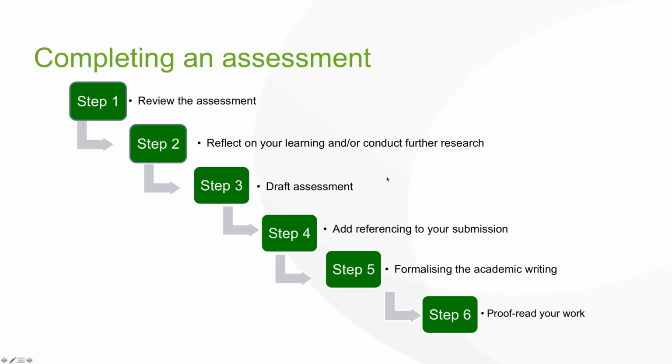So when you're completing an assessment, there are a few steps that you should follow. One is you need to review the assessment. Step 2 is to reflect on the learning and or conduct some further research. Step 3 is to draft your assessment. Step 4 is about adding referencing to your submission. Step 5 is about formalising the academic writing. And then finally, step 6 is about proofreading your work. So we'll go through each step and what that means.